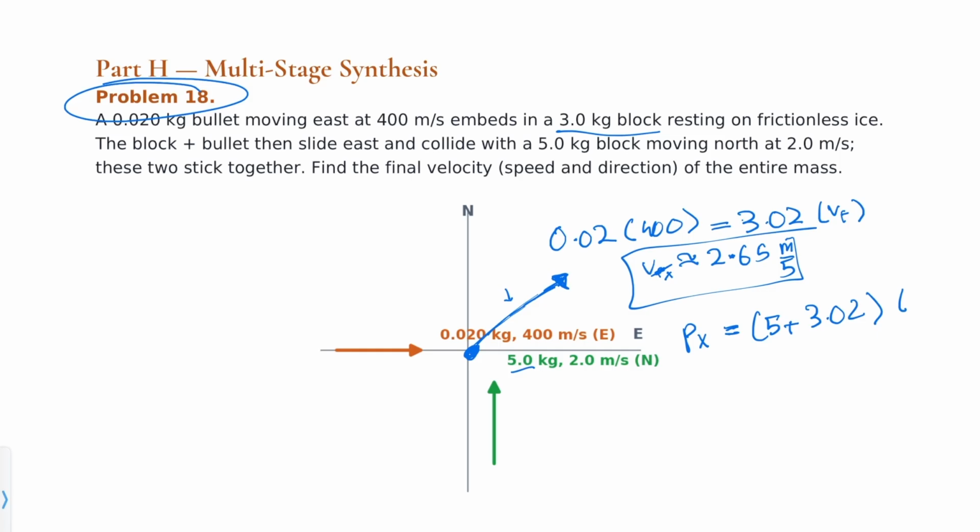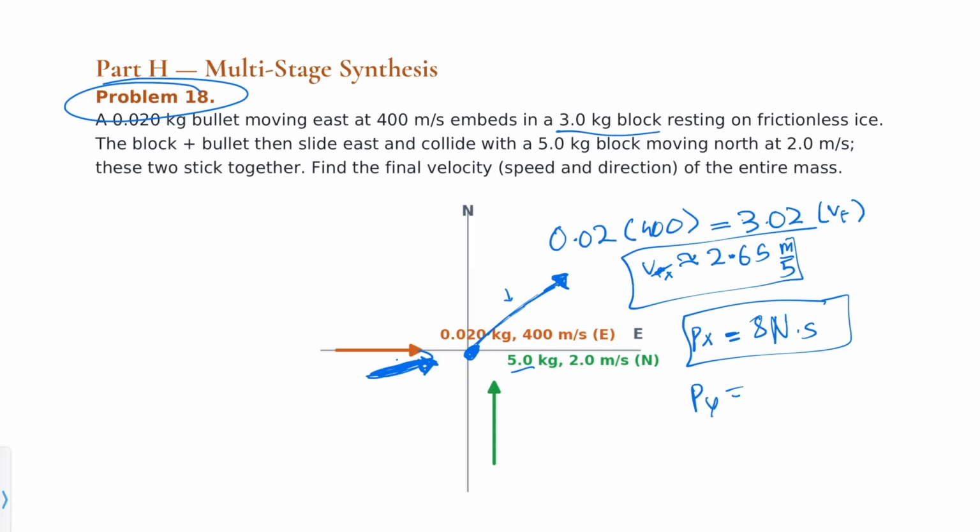So almost correct, but after that they're going to have an angle, right? So I don't want to use that right now because we don't have an angle yet. So px is just going to be this momentum here, which is just 0.02 times 400, or 8. We know that from right here. It's nothing new. The bullet's x momentum is just the entire block's x momentum. The y momentum, though, we haven't solved for yet. 5 times 2, or 10 Newton seconds.